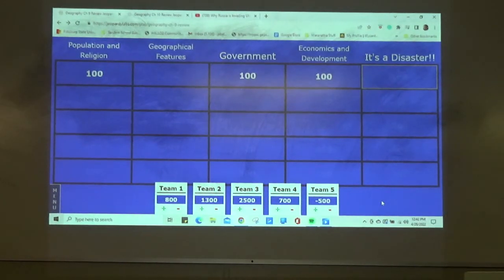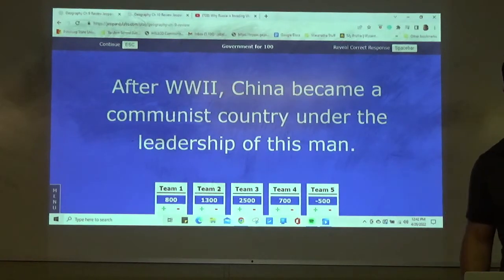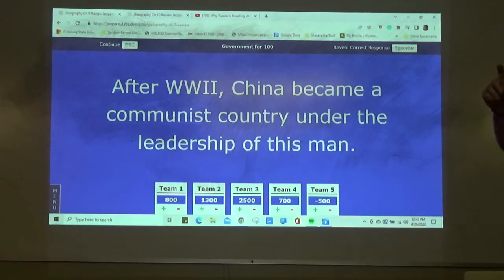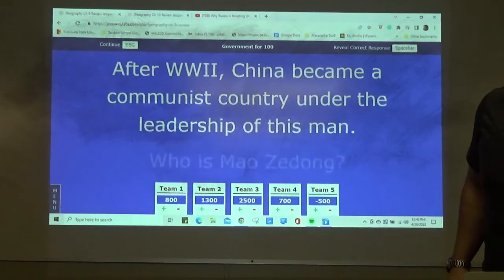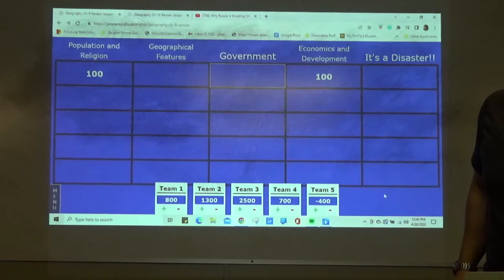All right. Team 1. Here we go. Government 100. After World War II, China became a communist country under the leadership of this man. Mao Zedong. Good.